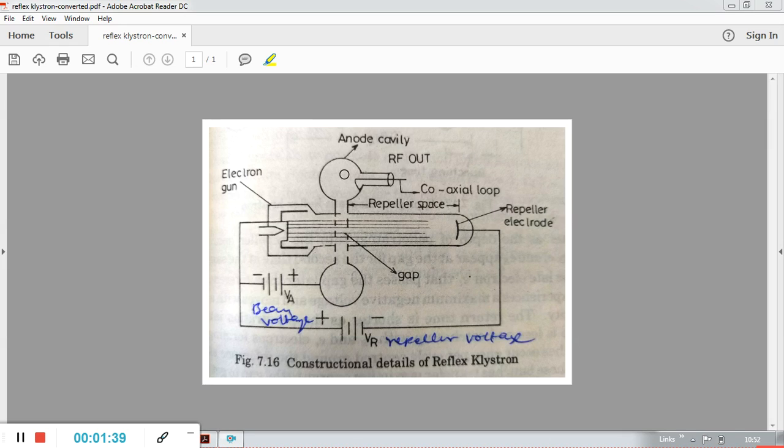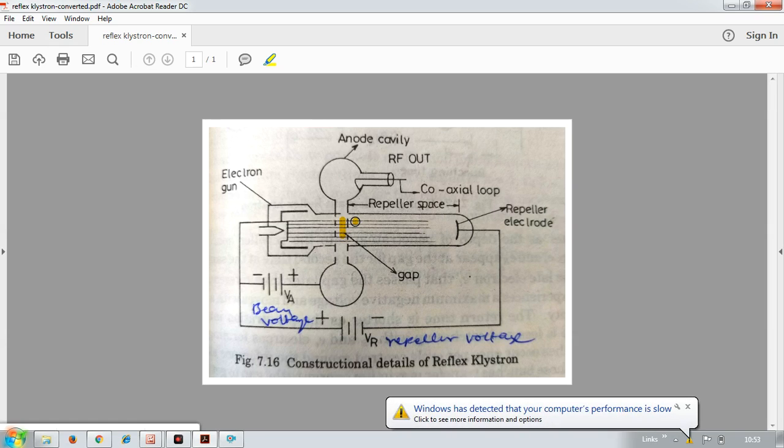Always we know that the source of oscillations is a noise. Here also the noise in the anode cavity is the source for the oscillations of the reflex klystron. The electrons which are passing through the gap are unaffected by the RF voltage when it is at zero potential. It moves into the repeller space and turns back due to the repeller electrode. The electrons which are crossing the gap when the RF voltage is at zero potential are called the reference electrons.